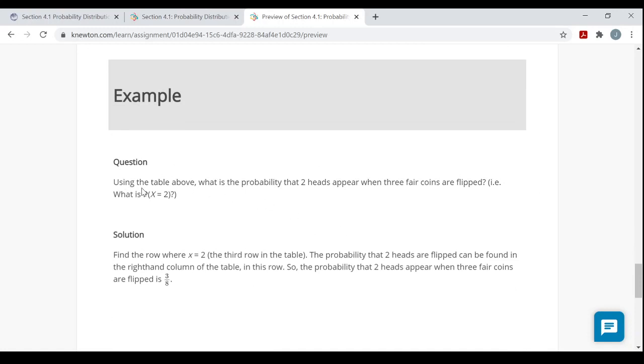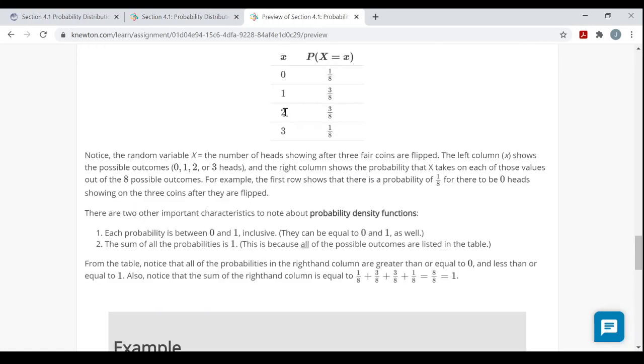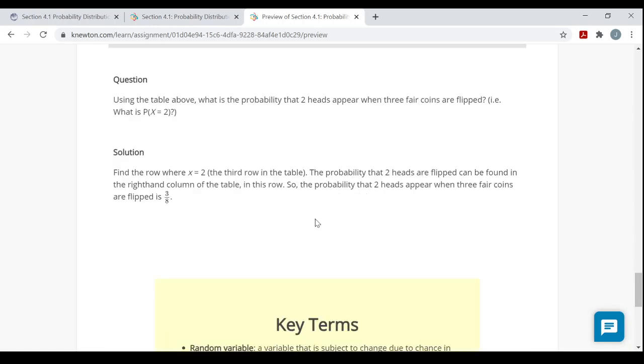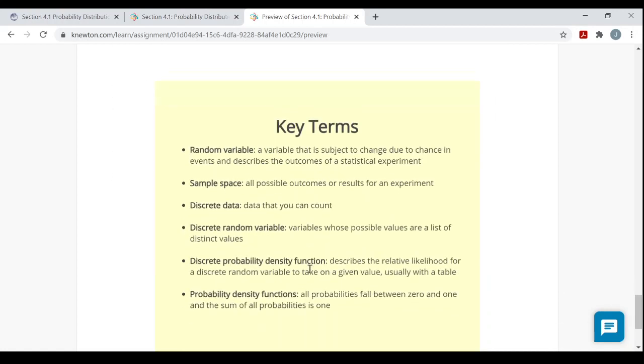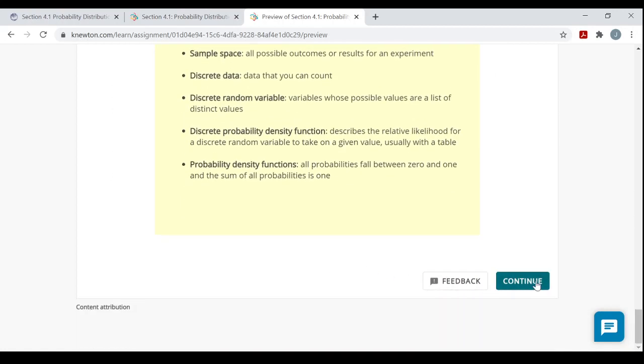All right. So again, here, using the table above, what is the probability that 2 heads appear when 3 fair coins are flipped? So the probability x equals 2, well, I go to the 2 row here, it's 3/8. Hopefully this is pretty easy to read. All right, so again, some more key terms. Already read through some definitions there. Let's continue on with the question.